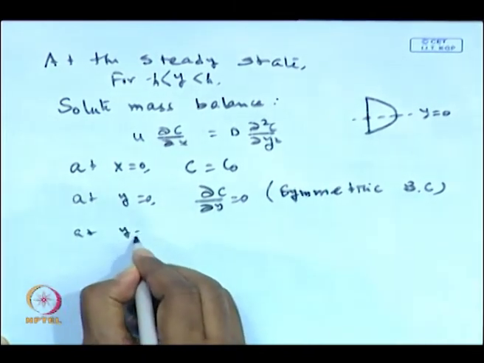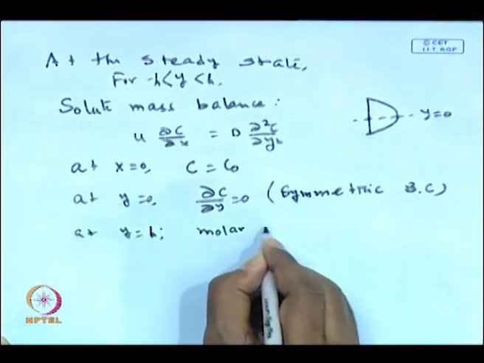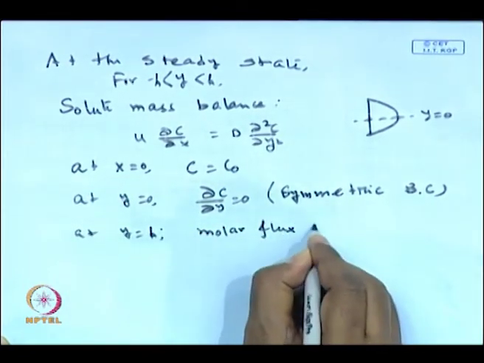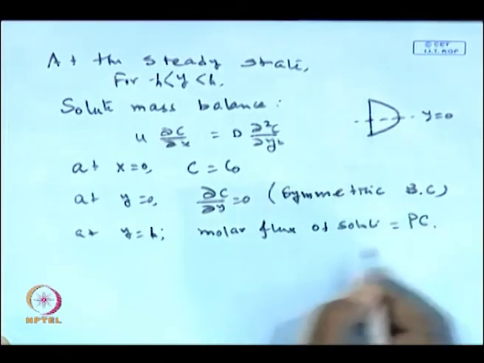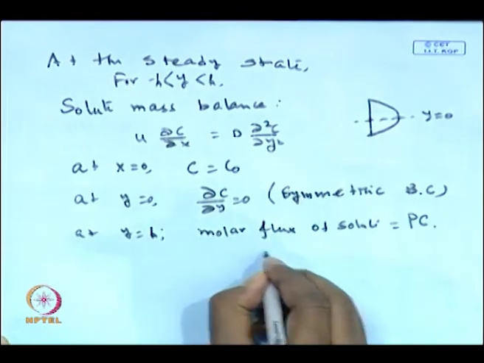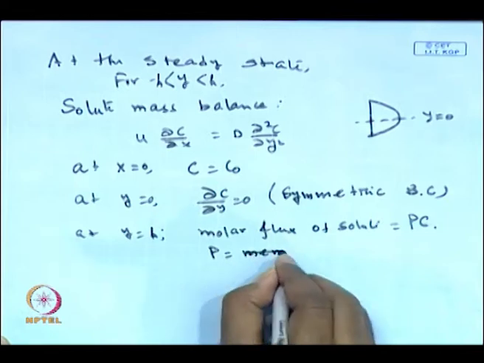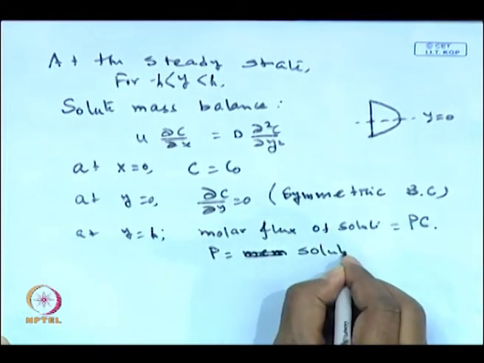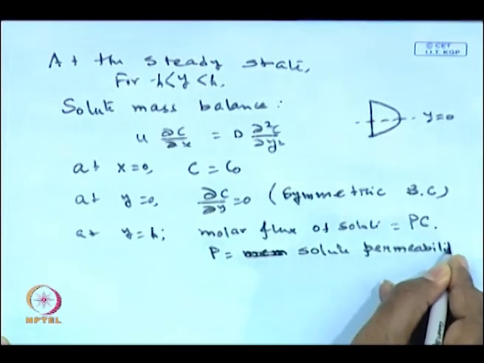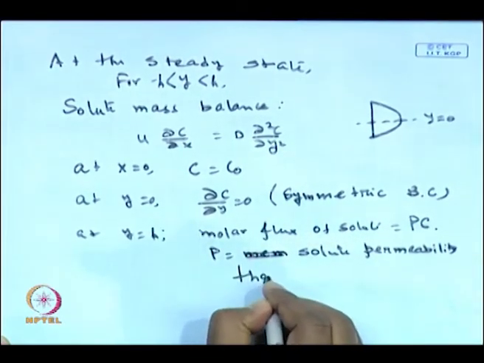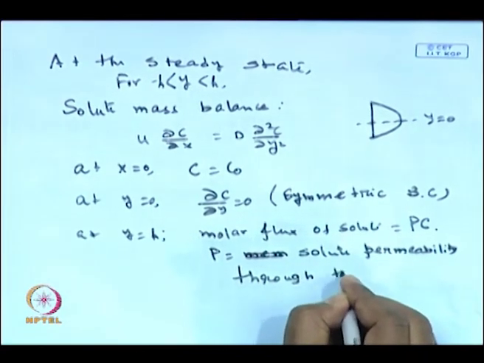and at y is equal to h, let us say the molar flux of the solute is given as P times C. Okay. What is P? P is nothing but the membrane solute permeability through the membrane.